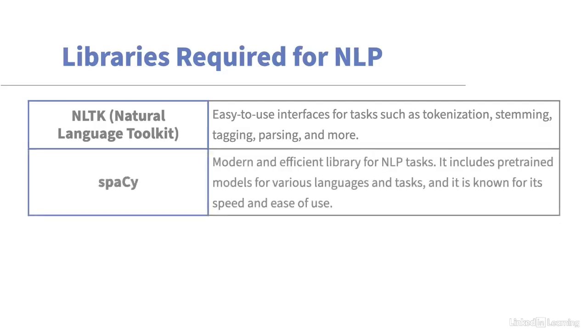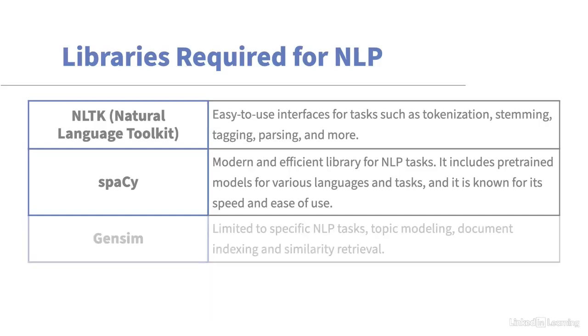Spacy, like NLTK, has similar functionality for text processing, but unlike NLTK, Spacy is faster, especially for large data sets, because it is optimized for performance. Spacy is also easier to use, while NLTK has a steeper learning curve.